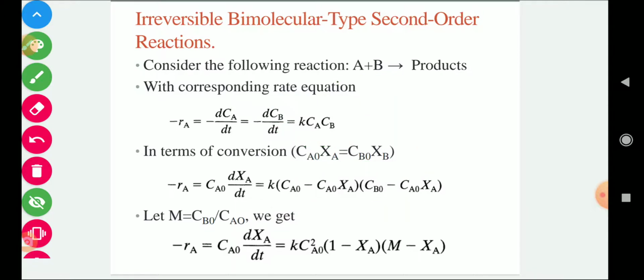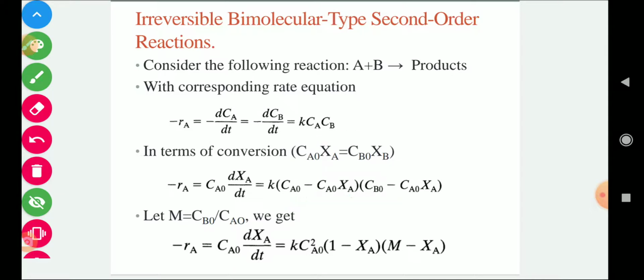Here Ca is the concentration of A at any time t, Ca0 is the initial concentration, and Xa is the conversion. If we multiply Ca0 by its conversion, it gives the total amount of A consumed. If we take the initial value minus the total amount consumed, it gives the concentration at any time t. So we can replace this equation by this equation.